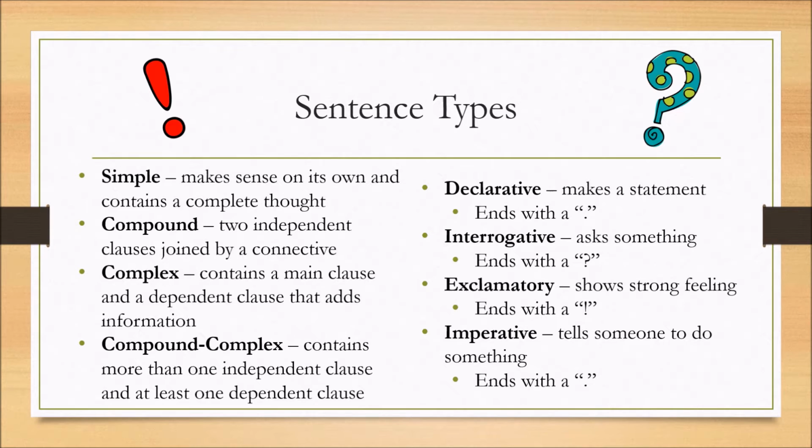Then we have interrogative. Can I have that pencil? I asked something, and it ended with a question mark. I can say, I have a new pencil! And there I showed strong feeling, and that ended with an exclamation point. Then I have imperative. Give me that pencil. There I told someone what to do, and that ends with a period.